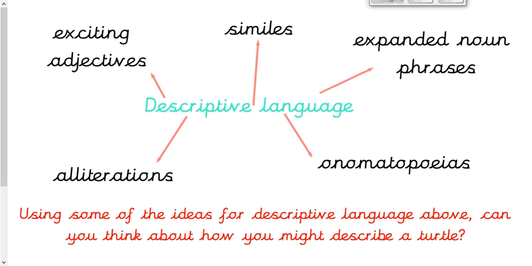You can use similes. That's where you say something like, the cloud was fluffy like candy floss, or something like that. So it's where you compare something to something else. Expanded noun phrases, that's where you have two adjectives before the noun. Onomatopoeias, that's where you have a word which sounds like the sound, like crash, bang. And alliteration, that's where you have a group of words which begin with the same letter or sound.